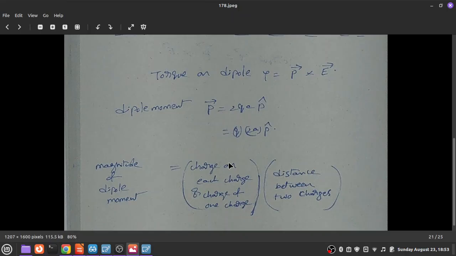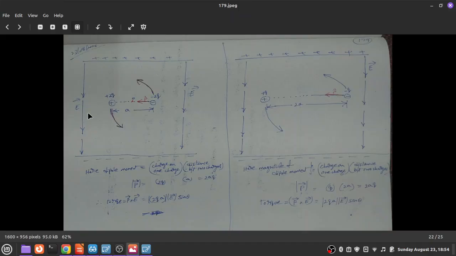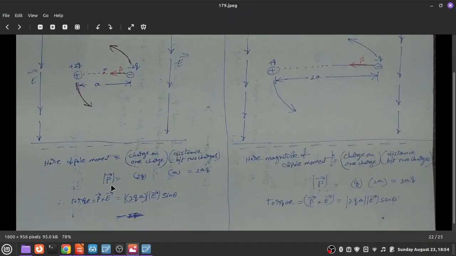The magnitude of the dipole moment can be written as the charge of one charge multiplied by the distance between the charges. There are two charges in the dipole, a positive charge and a negative charge. You can take either the positive charge or the negative charge in this bracket. The second term is 2a, which means the distance between the two charges. So the dipole moment magnitude is one charge multiplied by the distance between the charges. That is the significance of the dipole moment definition.